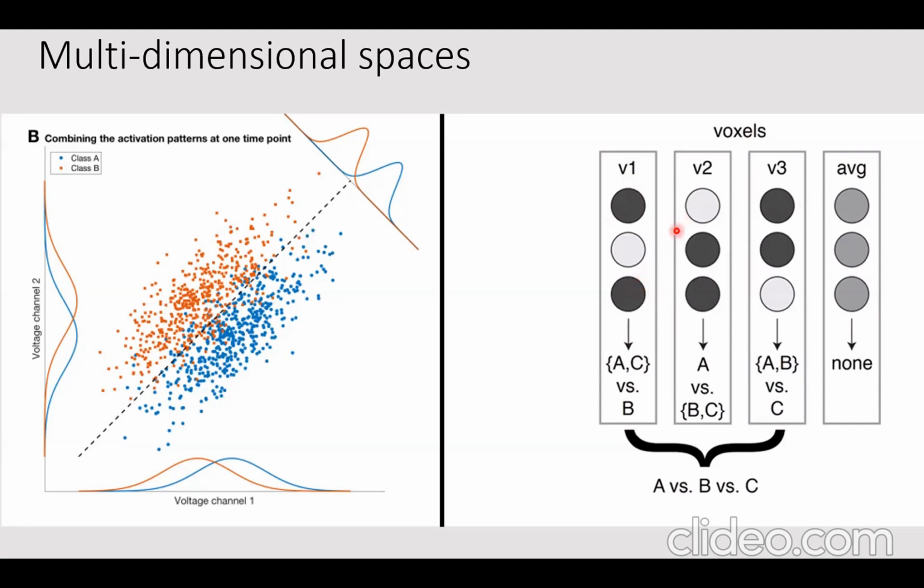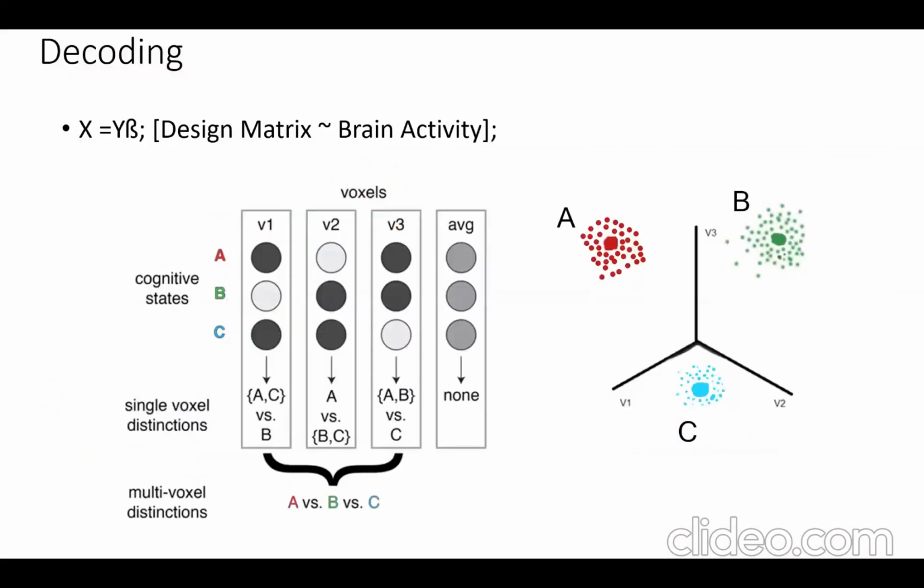And this can be a bit more sensitive, because, for example, this voxel might distinguish between cognitive state A and C together versus B. This one distinguishes A from B and C, and so on. But when we put all the stimuli in a multidimensional space, we can try to better distinguish the three cognitive states.